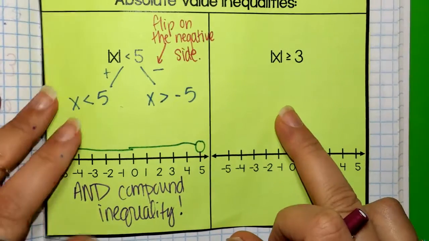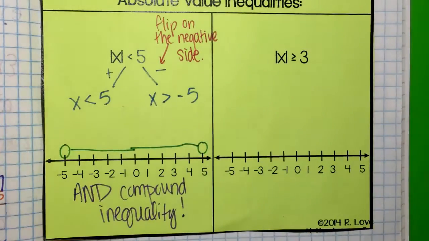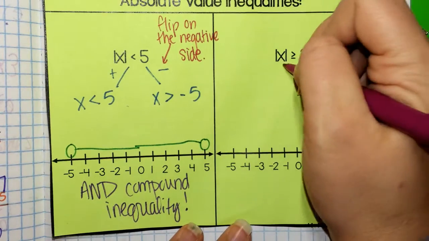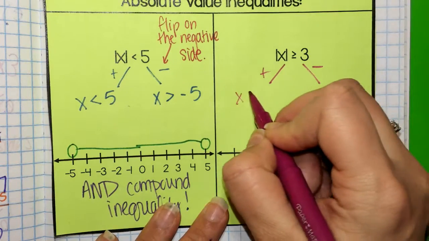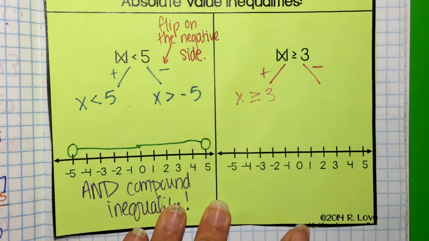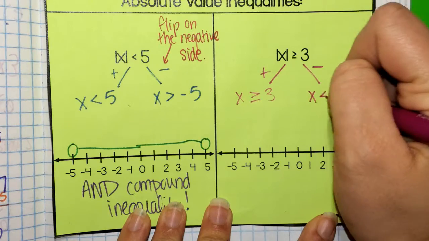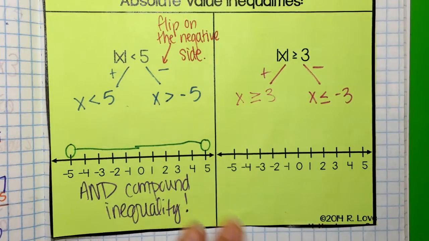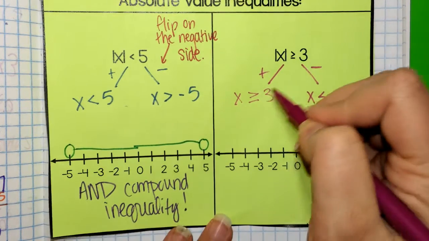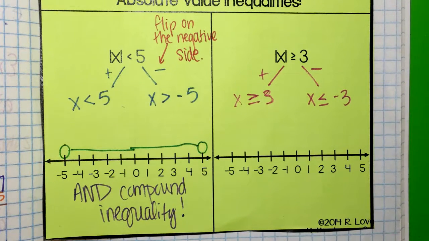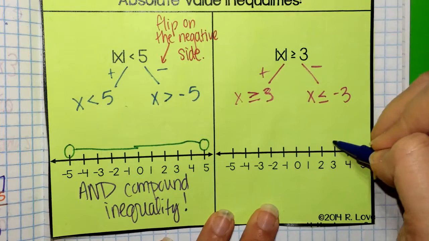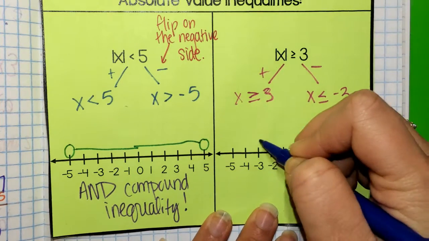All right, now over here, how many answers are we going to have? 2. All right, a what and a what? Positive and negative. What should we do on the negative side? Yes. So we're going to say x is greater than or equal to 3, and x is less than or equal to negative 3. And then we just graph. All right, open or closed circles? Closed on both, because they both have lines. So we're going to have a closed on 3 and a closed on negative 3.